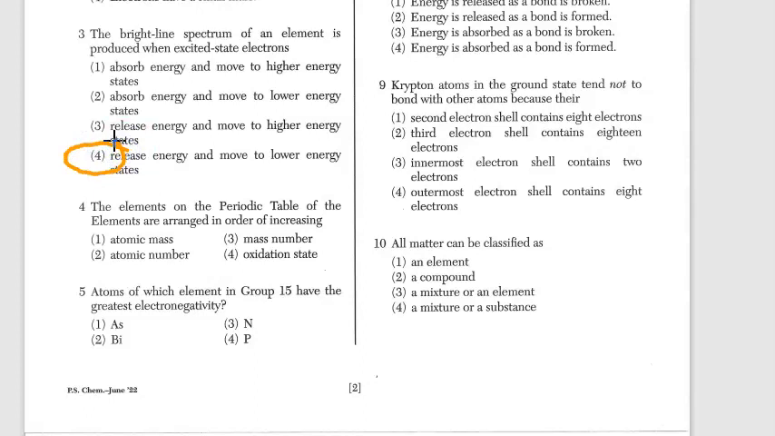For question 4, the elements on the periodic table are arranged according to increasing... It is going to be increasing atomic number. Atomic mass does increase for a while pretty systematically, but it's always by atomic number. Notice these are facts that you need to know.